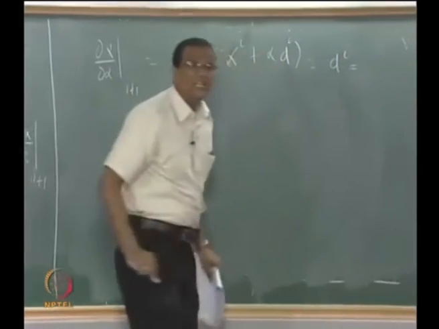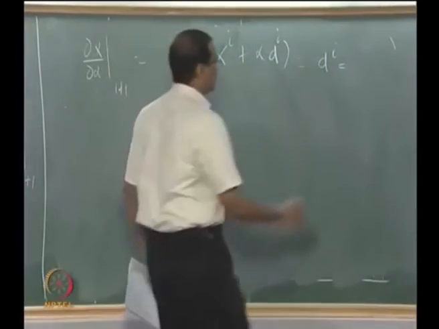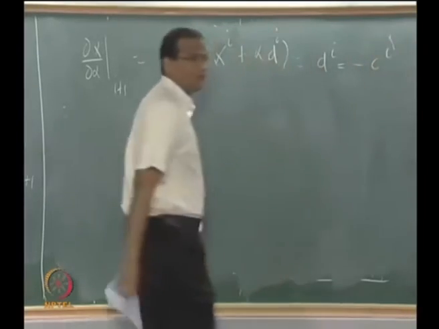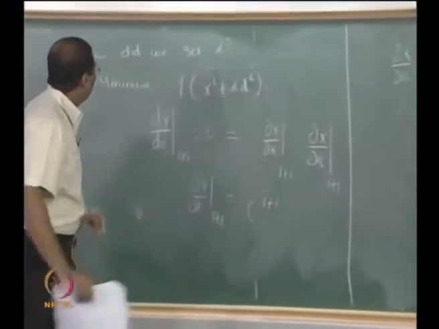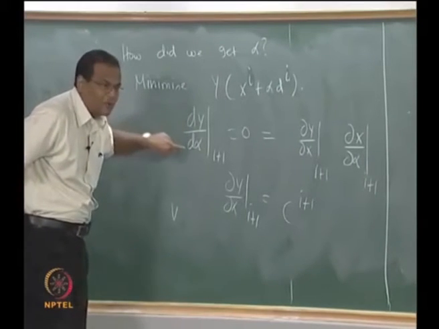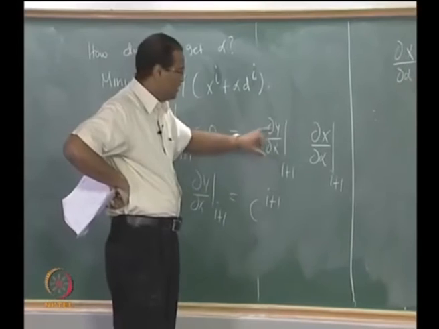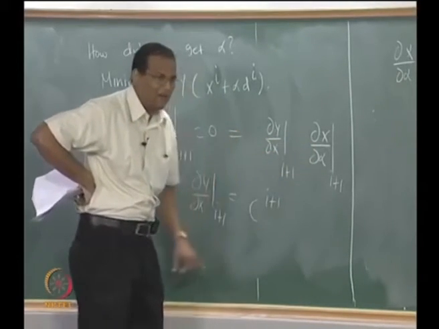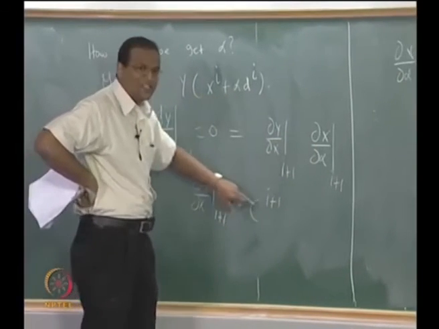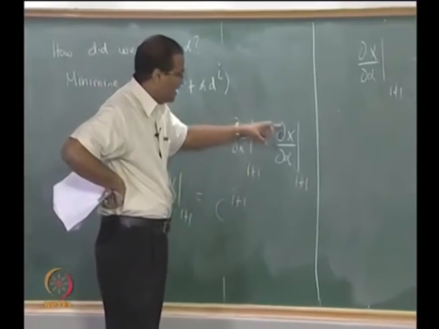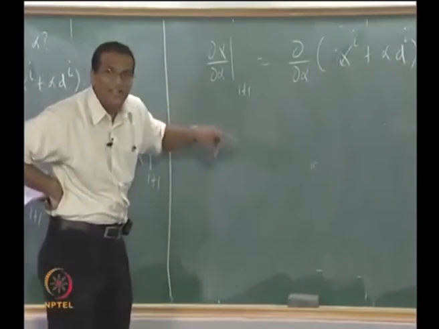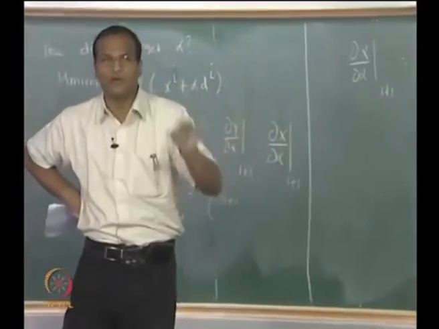What is the relationship between di and ci? Minus ci. So if dy by d alpha has to be 0, dy by d alpha is itself a product of two partial derivatives, dy by dx into dx by d alpha. Dy by dx turns out to be ci plus 1, whereas dx by d alpha turns out to be ci. Therefore ci into ci plus 1 equals 0.